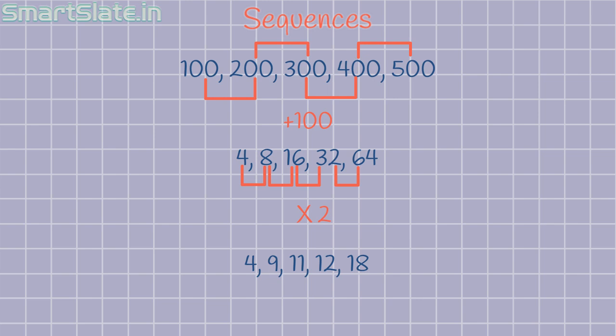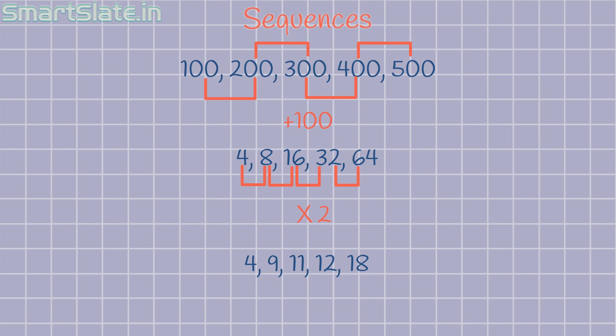Hence, you can easily guess the number after 32. It is 64, which is multiple of 32 and 2. But in the last example, the numbers didn't follow any rule or a pattern. Hence, it is very difficult to tell what comes next.